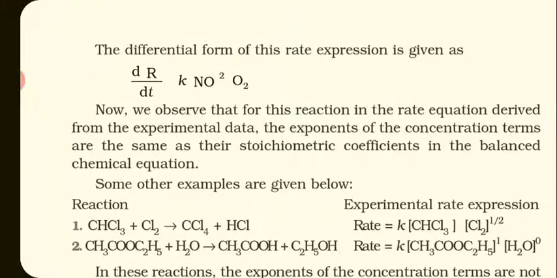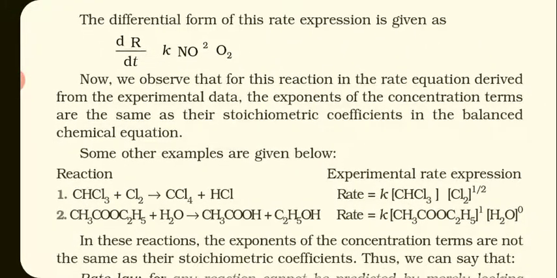So the differential form of this rate expression is given as dR/dt = k [NO]^2 [O2]^1. NO must be in a big square bracket and O2 also in a big square bracket, and there is no equal sign in the PDF, so please consider it as equal. dR/dt = k [NO]^2 [O2]^1.